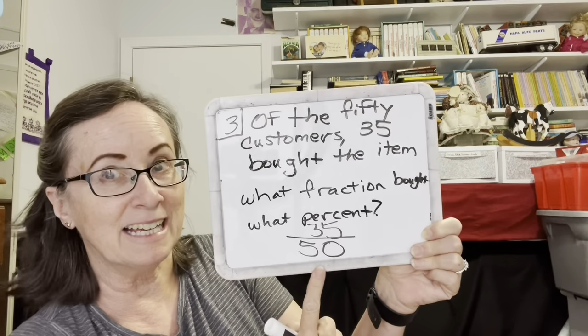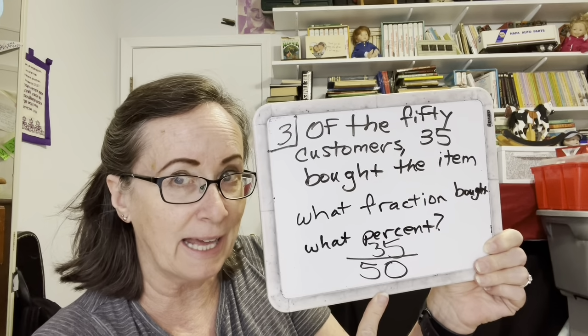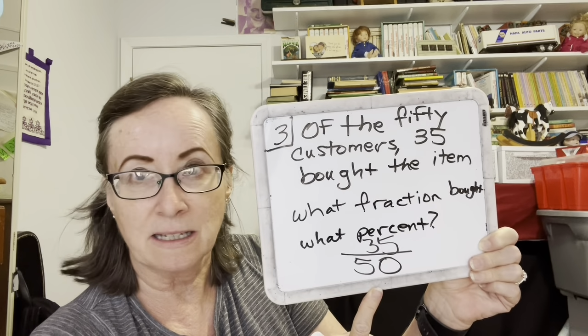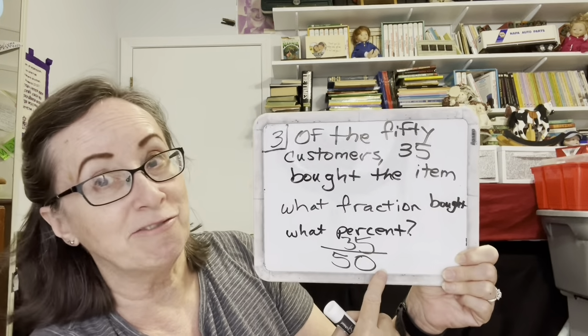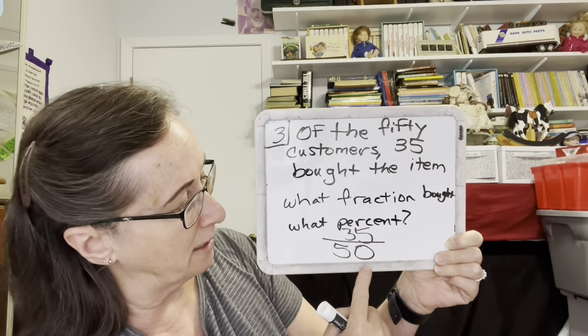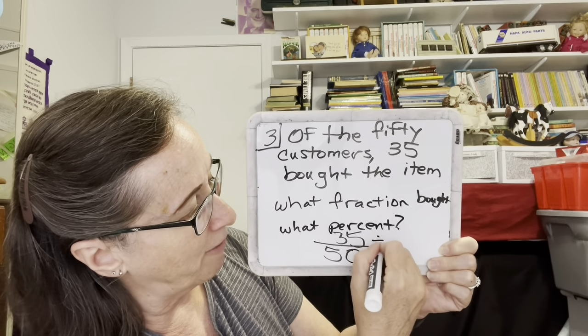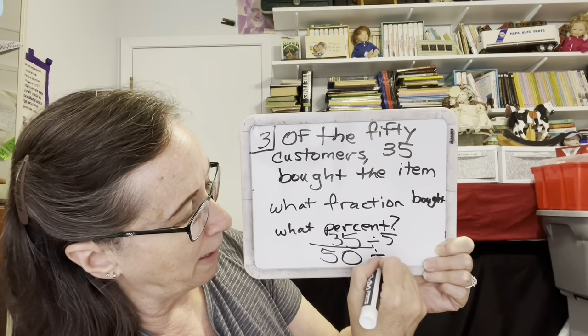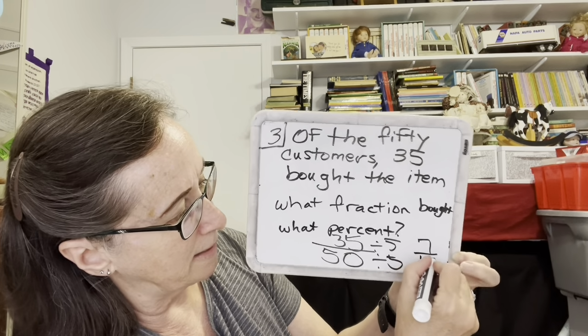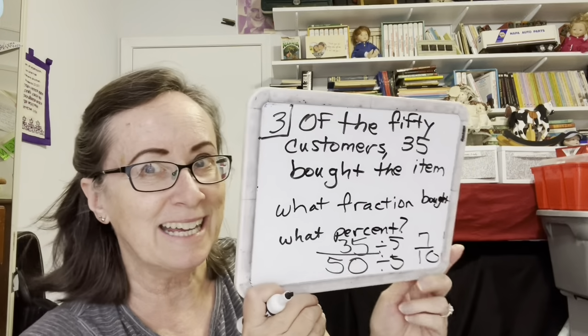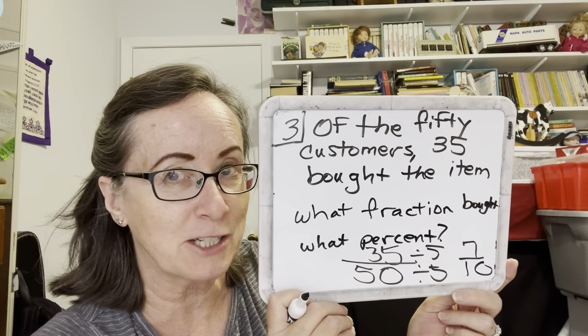Okay, now that is the right fraction, but it is not in its most simplified form. So we're going to divide by 5 on the numerator and the denominator. So I divide by 5, and I divide by the same thing, and I get 7/10. Okay, so 7/10 is the simplified fraction.